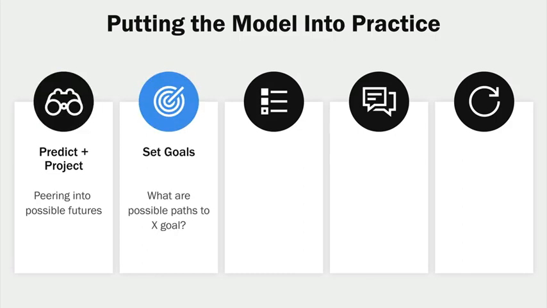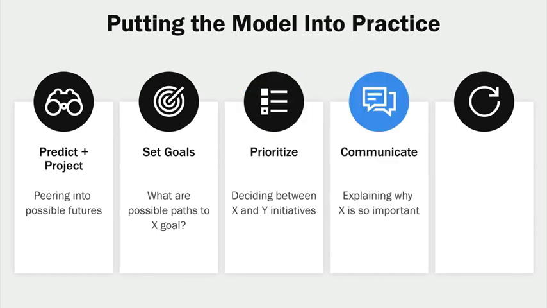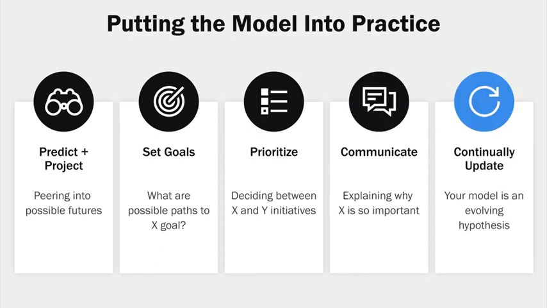The second is around goal setting, so understanding the possible paths to reach some goal that we've identified. The third is prioritizing, or deciding between X and Y initiatives. The fourth is communication and explaining why something might be so important, using our model as a tool to communicate that reason why. And finally, we'll talk about the need to continually update our model, and how our model is a working hypothesis that continually evolves.